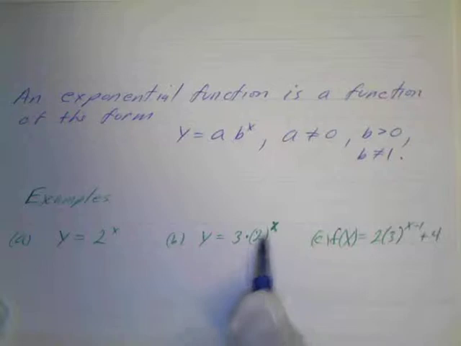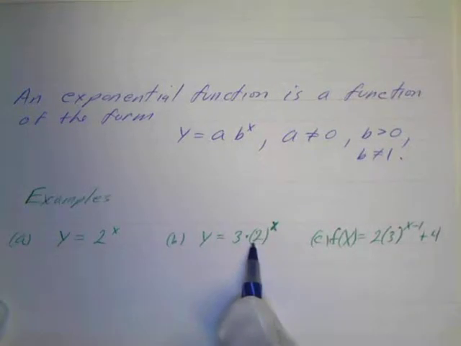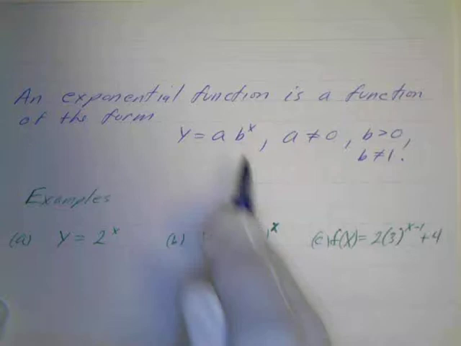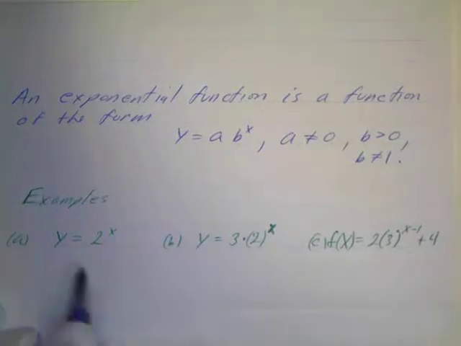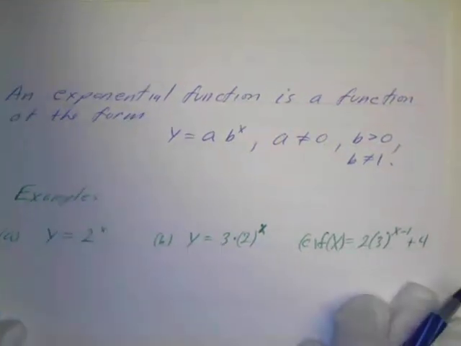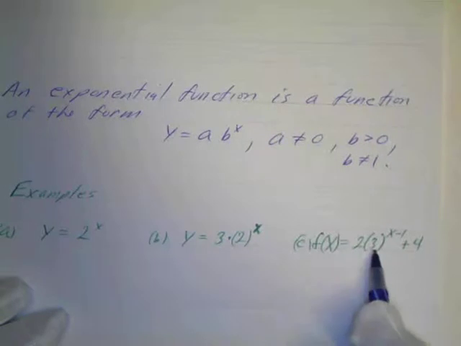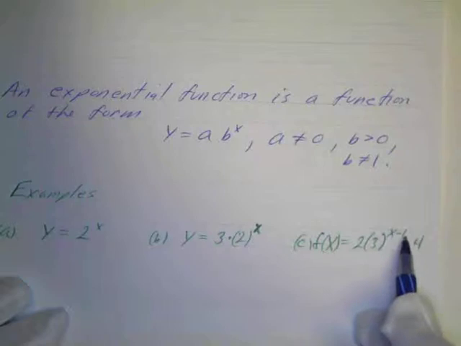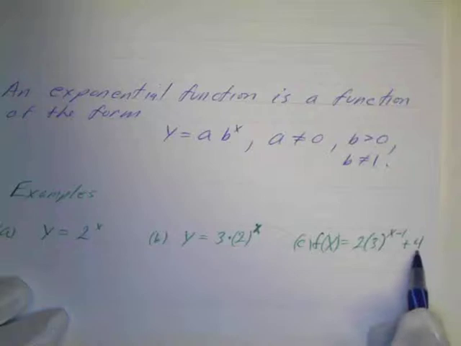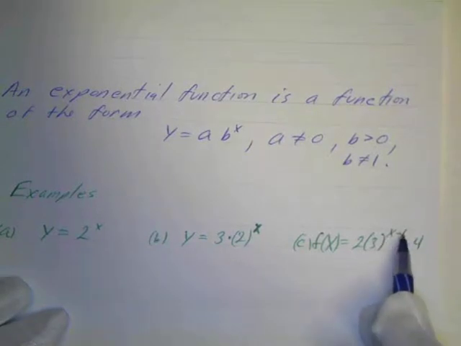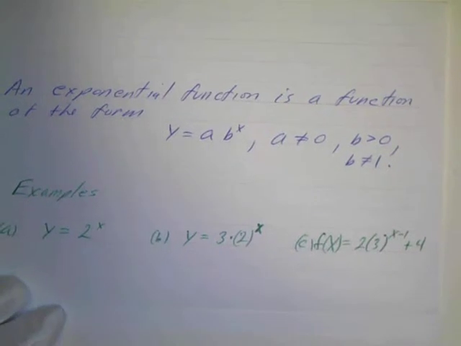Here's another one. y equals 3 times 2 to the x. Again, my base is 2, but now my a is 3. So this is also this form of an exponential function. Sometimes we write it as y, sometimes we can write it as f of x. I did this one as f of x. f of x equals 2 times 3 to the x minus 1, plus 4. My base is 3, so my b is 3. The number in front is a, and a in this case is 2. And this is my exponent, x minus 1, so we remember we have a horizontal shift of 1 to the right and a vertical shift of positive 4. So these are going to be horizontal and vertical shifts. Okay, so those are just some examples of exponential functions.